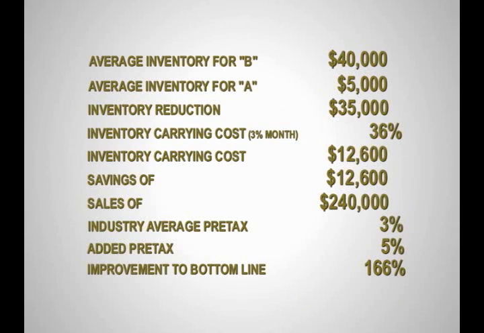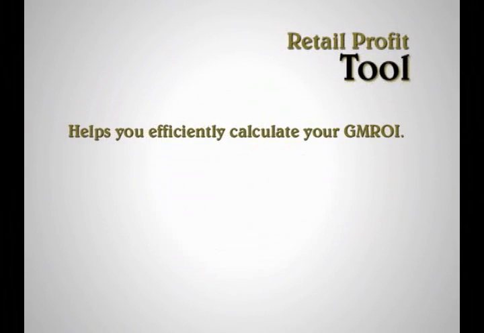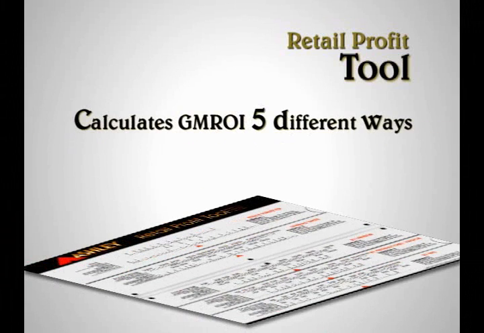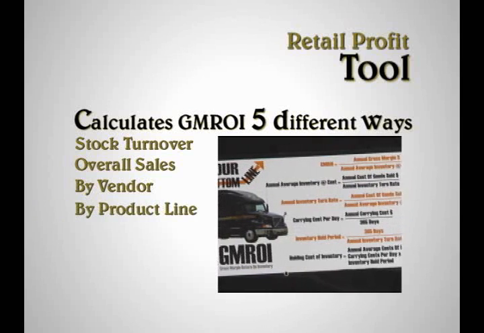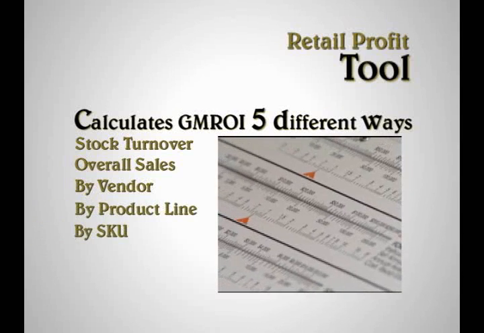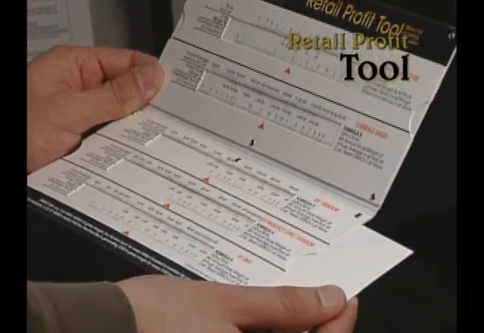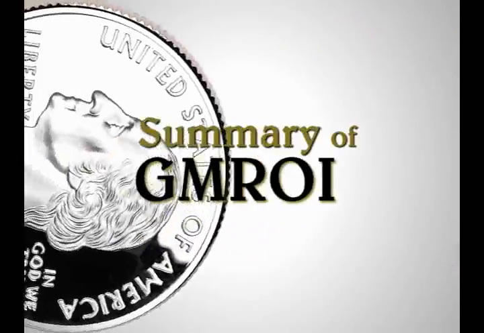Okay, I know it's math, but Ashley has tried to simplify this process with a retail profit tool, which allows you to quickly and efficiently calculate your GMROI. The tool allows you to calculate your GMROI 5 different ways: stock turnover, overall sales, by vendor, by product line, and by SKU. So how do you use this retail profit tool? With each profit tool comes a step-by-step, easy-to-use chart that shows you how to go about the process. Your marketing specialist will be giving this to you at the end of this presentation.